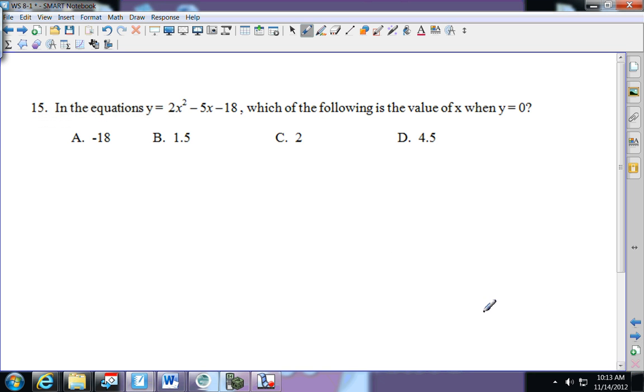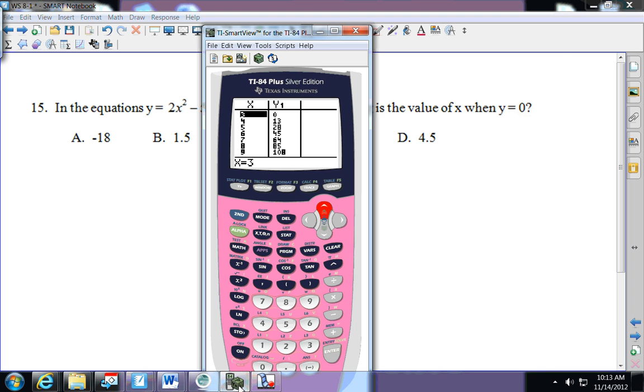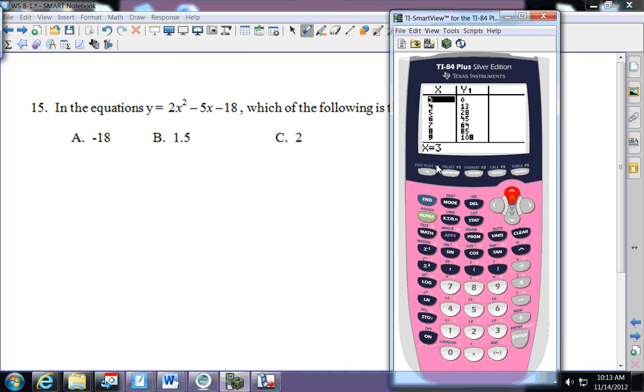Your next one right here. It says in the equation y equals 2x squared minus 5x minus 18, which of the following is the value of x when y is 0? Well, it's already set into standard form. So go ahead and go into the calculator. Go to y equals. Put in there 2x squared minus 5x minus 18 and press second graph.